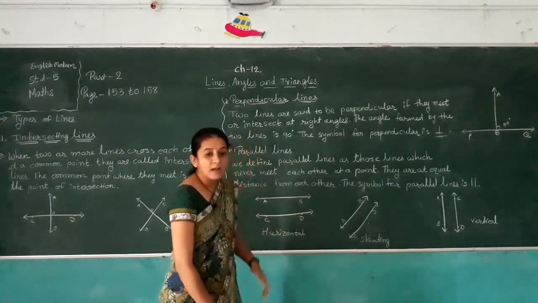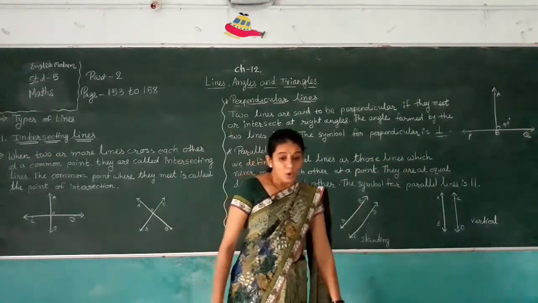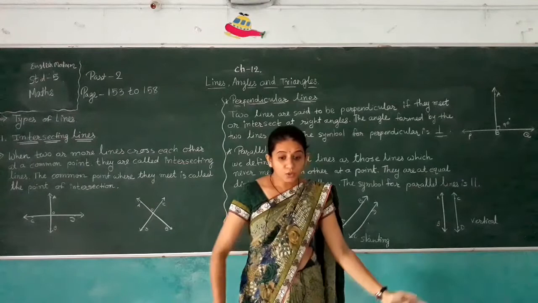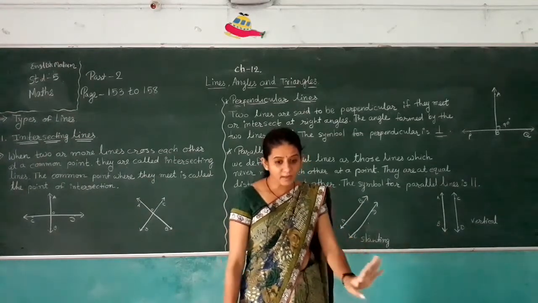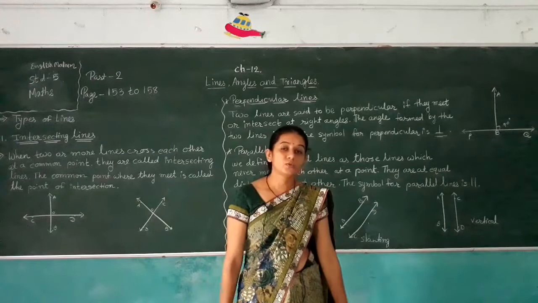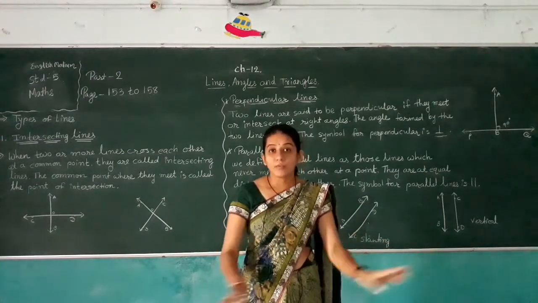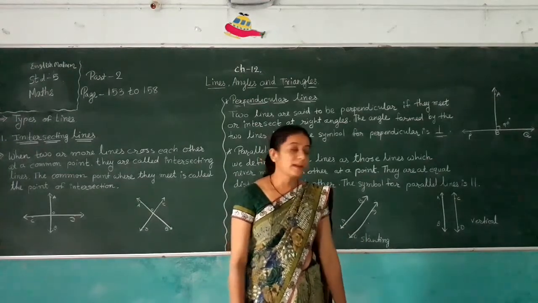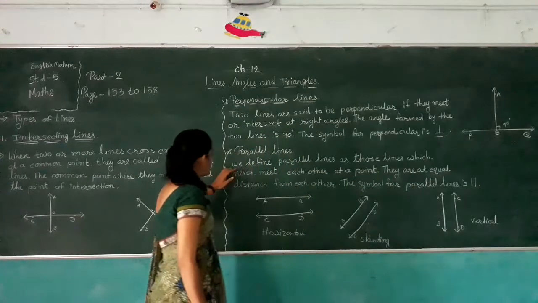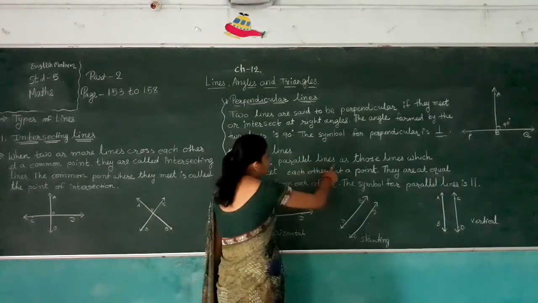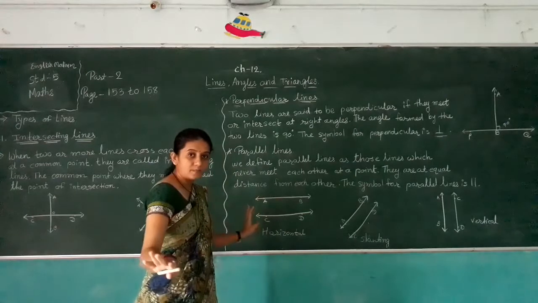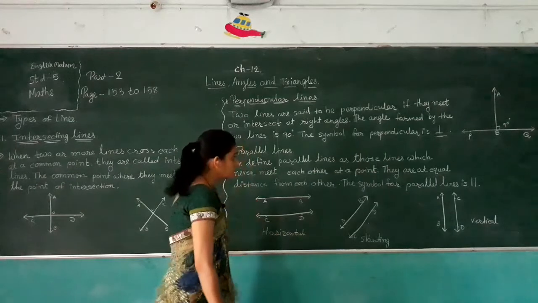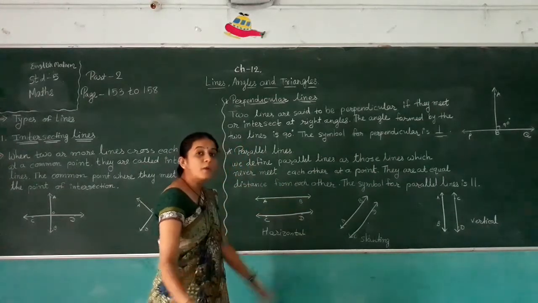Now parallel lines. You must have seen a railway track. The two lines of the track never meet each other. So we say the tracks run parallel to each other. Here we define parallel lines as those lines which never meet each other. At every point, they are at an equal distance from each other.